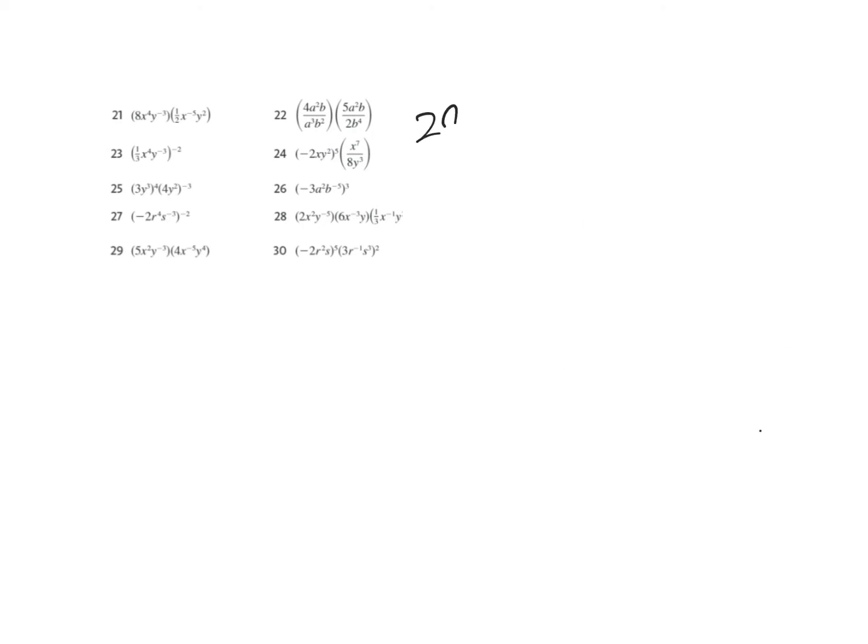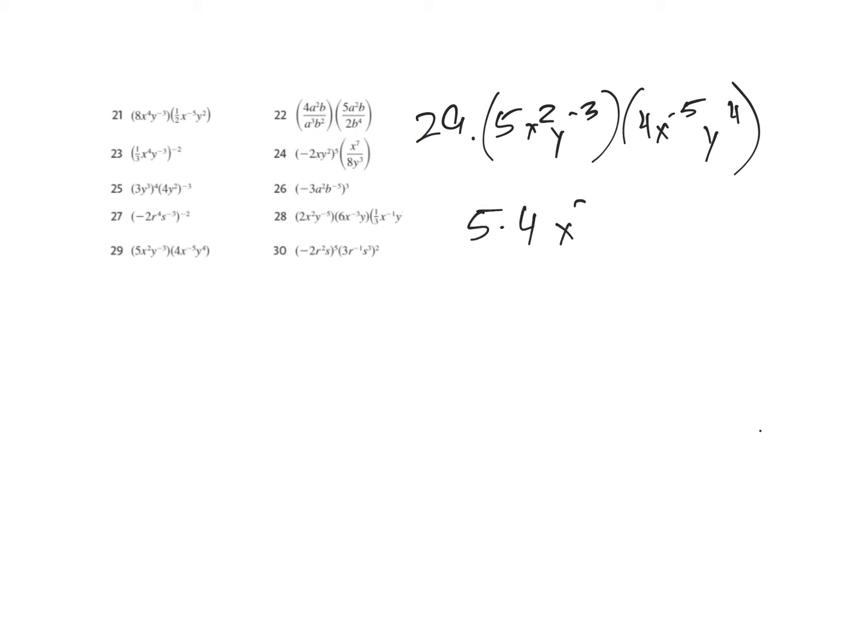Alright, 29. 5x squared y to the negative 3 times 4x to the negative 5 y to the 4th. And again, nothing on the outside, so it's 5 times 4, x squared, x to the negative 5, y to the negative 3, y to the 4th.